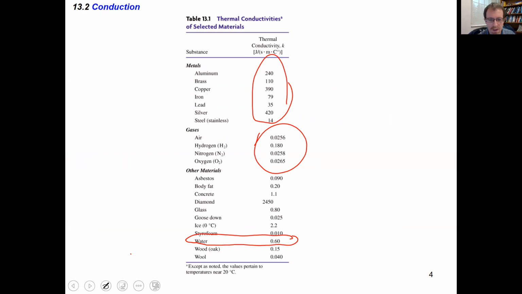We go back to this list and we take a look at air. Air is right there. It's 0.0256, really tiny in comparison to maybe some other materials that we might use, like, well, asbestos. Probably not a good idea to use asbestos, but it is an insulator that was used. All right. So those air pockets really increase the thermal insulation of our object, of our insulator.